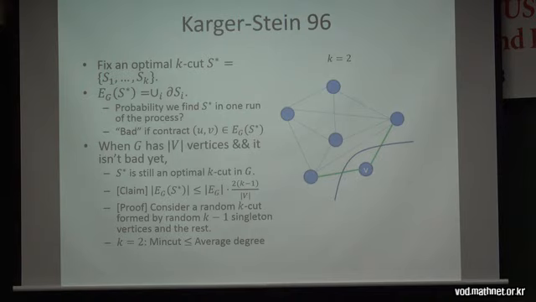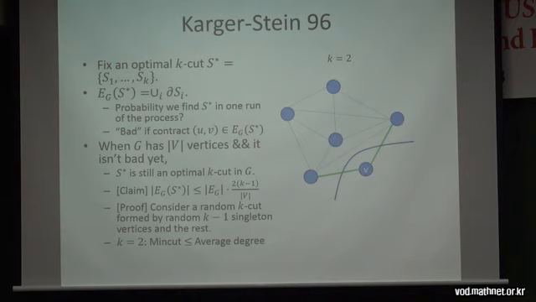I consider a random k-cut formed by k minus 1 singleton vertices and the rest. If you look at one edge, the probability that this edge belongs to this random k-cut is at most 2 times (k minus 1) divided by V, because the probability that one vertex belongs to these k minus 1 singleton vertices is exactly (k minus 1) divided by V. When k is 2, it just says that the min cut is at most the average degree. This is the claim.